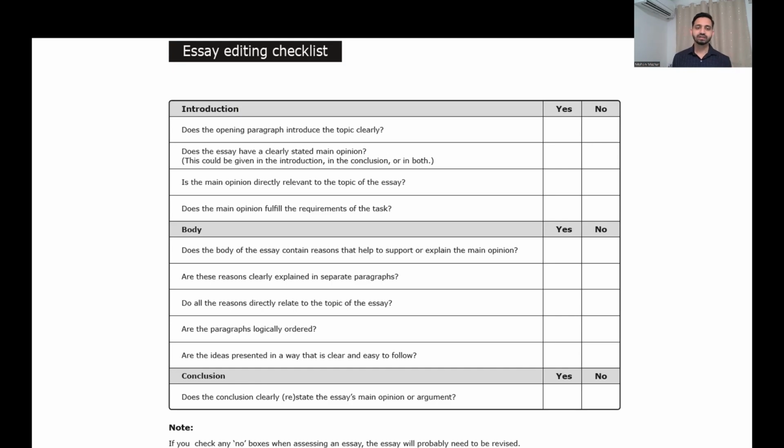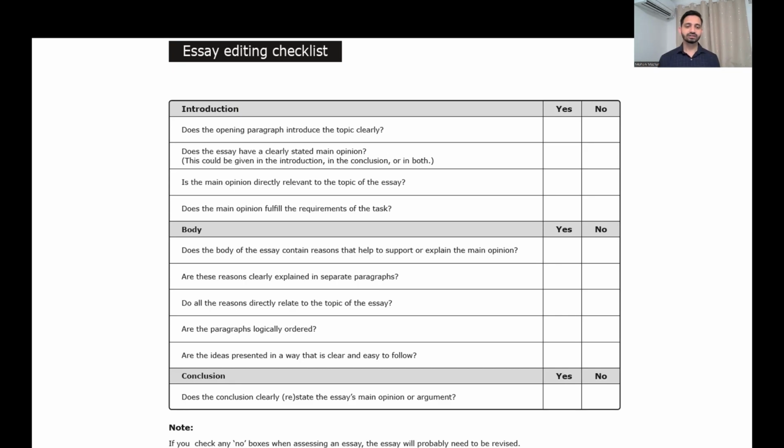And lastly, are the ideas presented in a way that is clear and easy to follow? It's not complicated to understand, right? So you should read it to yourself and see if it all makes sense. If it's really hard and complicated for you to understand, it's hard for the examiner to understand as well, and you're going to lose points too. So you want to make it easier for people to understand, okay?